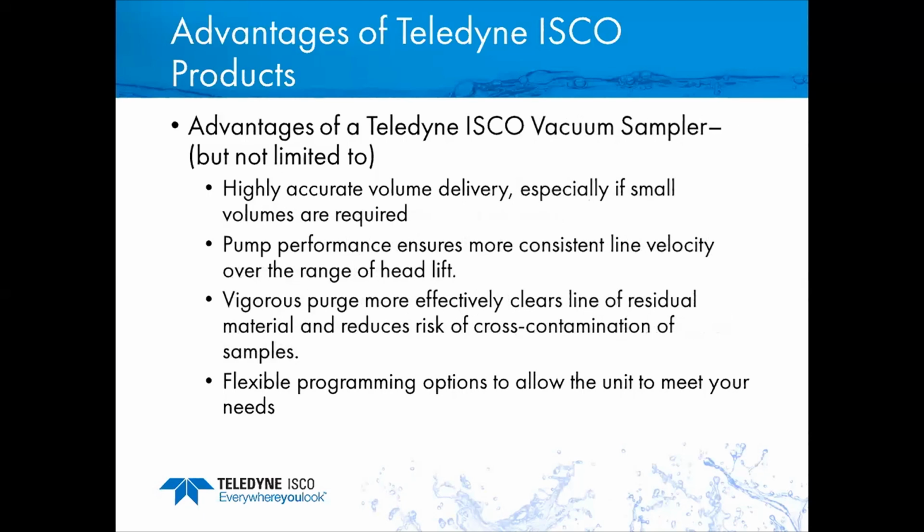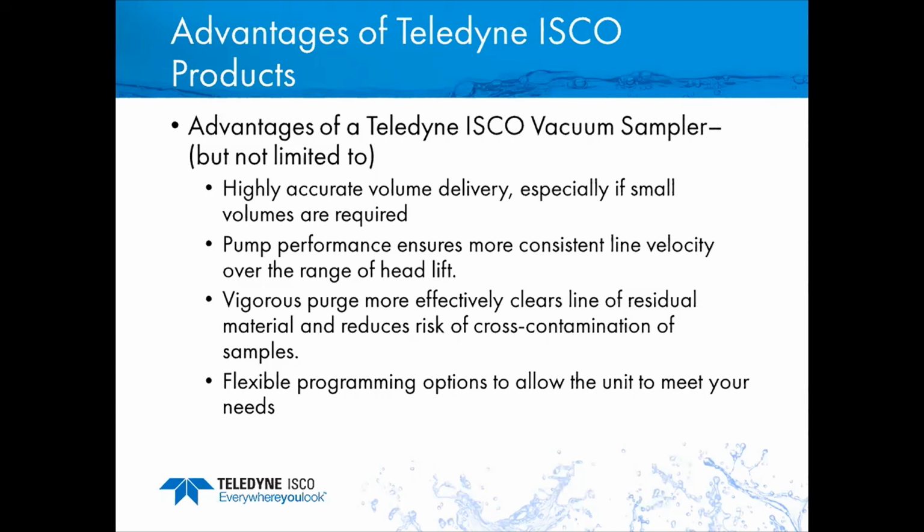The advantages of a Teledyne ISCO vacuum sampler, again, not limited to, are that we are able to deliver very highly accurate volume, especially at very small volumes. The Peristaltic sampler hits its sweet spot for accurate sample delivery when you're above 40 mils and especially above 100 mils. When it comes to the vacuum sampler, it can deliver very highly accurate sample volumes down as small as 5, 10, 15 milliliters.